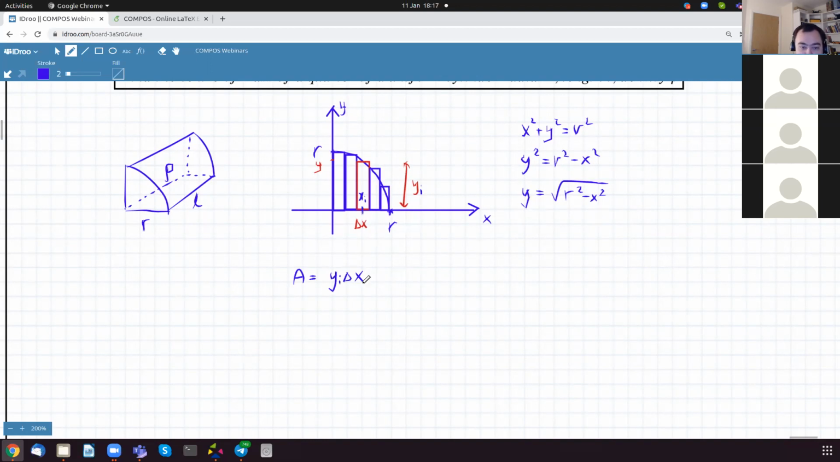And y is this. So it's going to be the square root of r squared minus xi squared, times delta x. That's the area of the rectangle, because the area is width times height. Then we need the volume, because it's not a rectangle, it's actually a cuboid. Because if you look at it in 3D, it will look like this. It is in fact a cuboid.